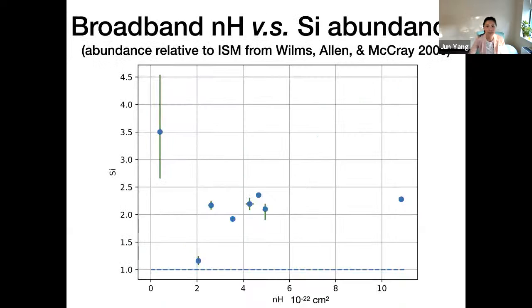We have put the sources in the silicon as a function of the broadband hydrogen column density. They are all above the unity line, so they are highly silicon abundant, which indicates a different cross section for different silicon molecules.